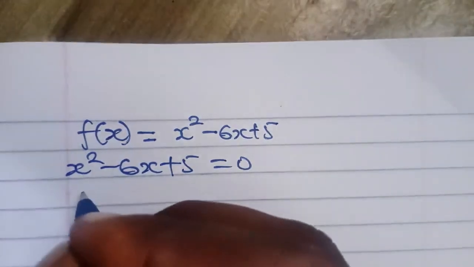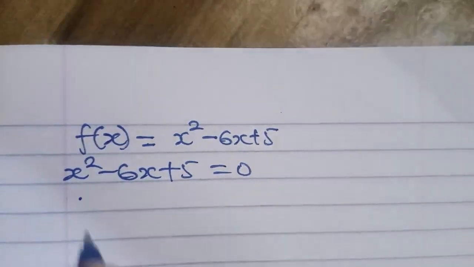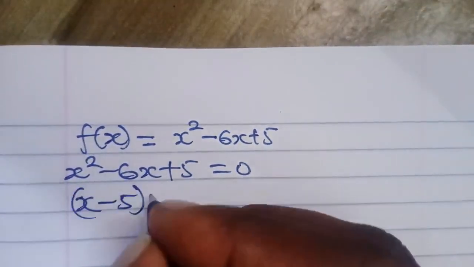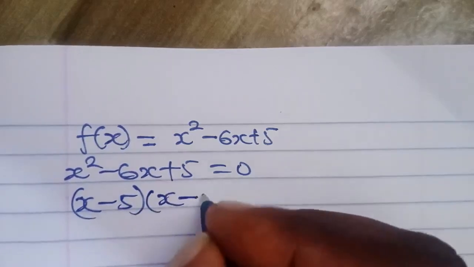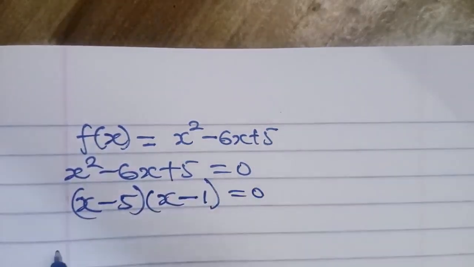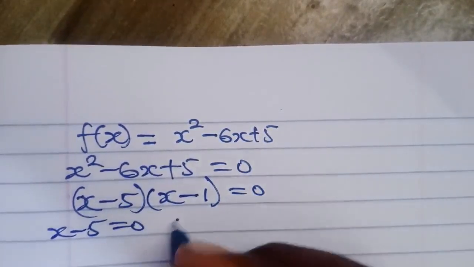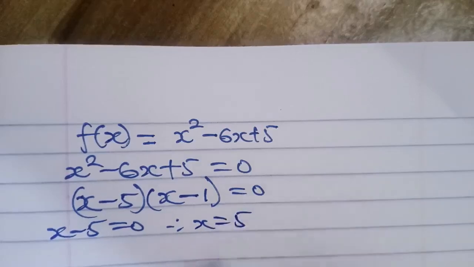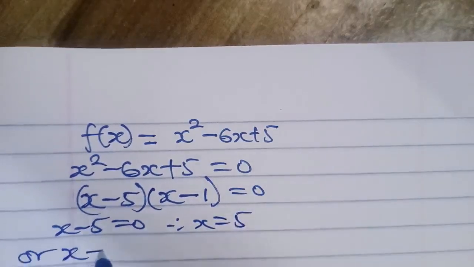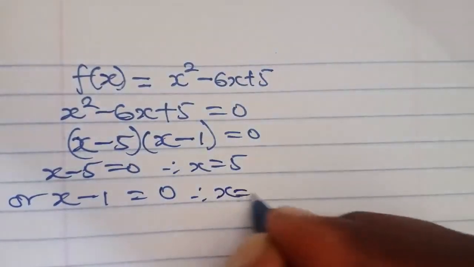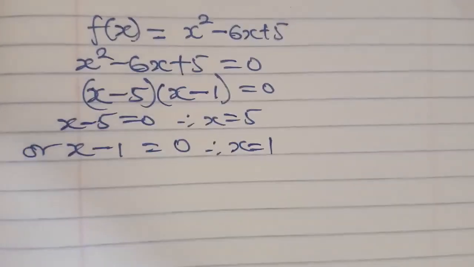So we can have x minus 5 and x minus 1 equals 0. What this means is that x minus 5 equals 0, therefore x is 5. Or x minus 1 equals 0, therefore x is 1. So the values are 5 and 1.